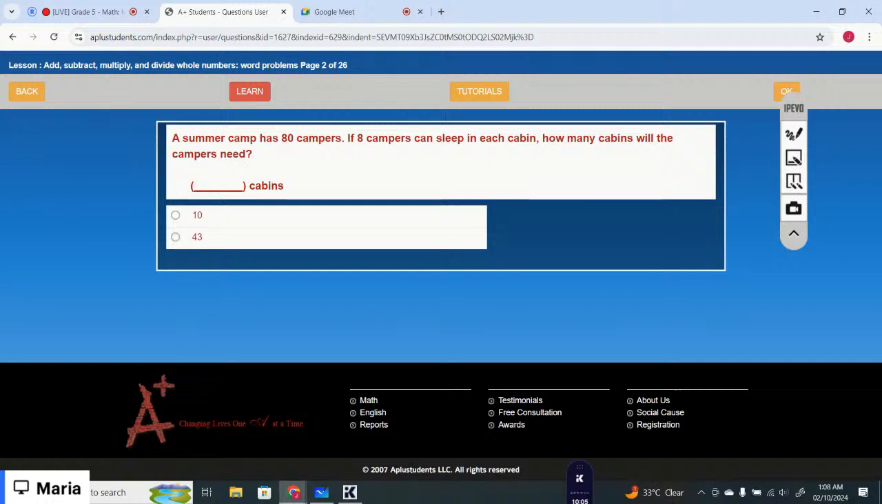You have to divide, right? You are given, yes, very good. You have to divide. So 80 divided by 8 is 10. That means for 80 campers, you need 8 cabins. The correct option, sorry, 10. 8 times 10 is 80. You need 10 cabins, right? Very good. The correct option is 10.